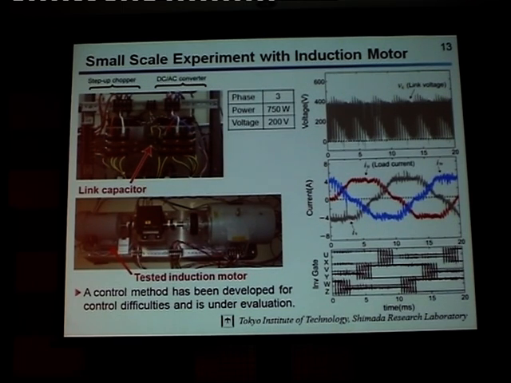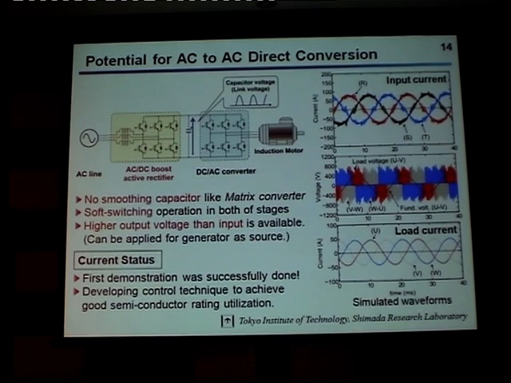This is now under development, under evaluation. Finally, we have a potential for AC to AC direct conversion from AC line to the variable frequency induction motor drive. There is no smoothing capacitor, like a matrix converter.